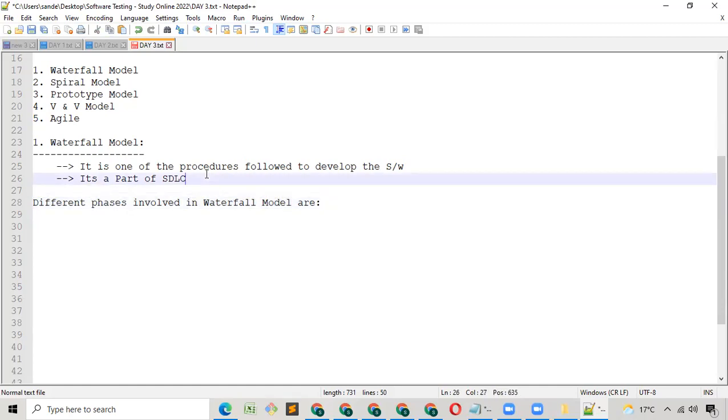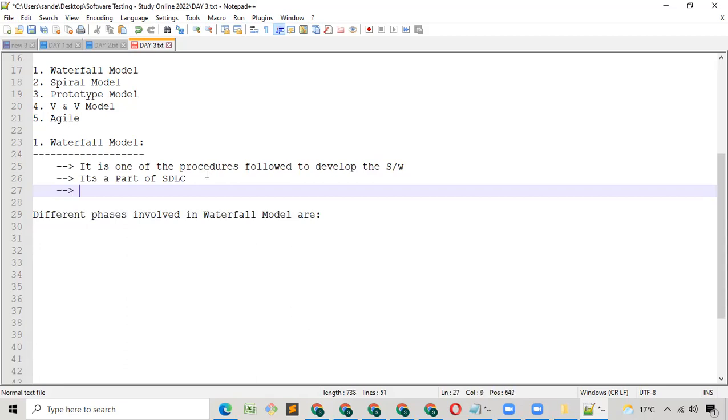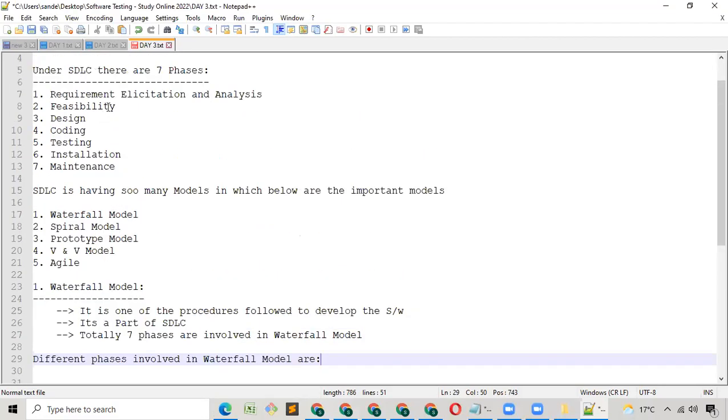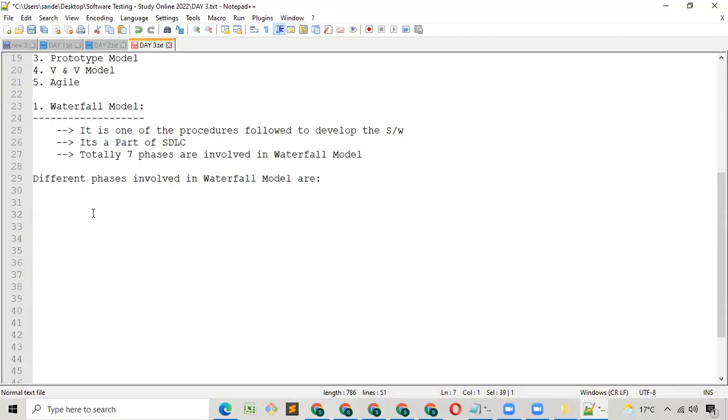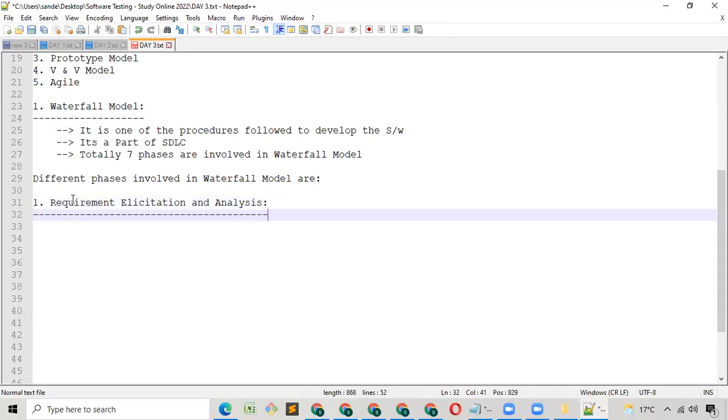Let me just write it here. 7 phases are involved in waterfall model. Okay, sir. Which are those 7 phases, sir? Let me just consider the first one that happens to be requirement elicitation and analysis. What is the meaning of requirement elicitation and analysis, sir?